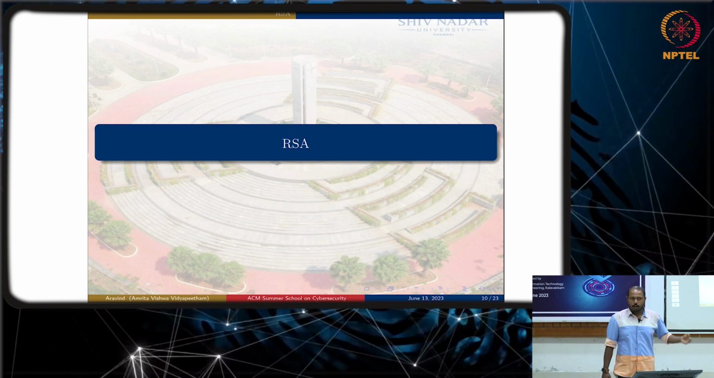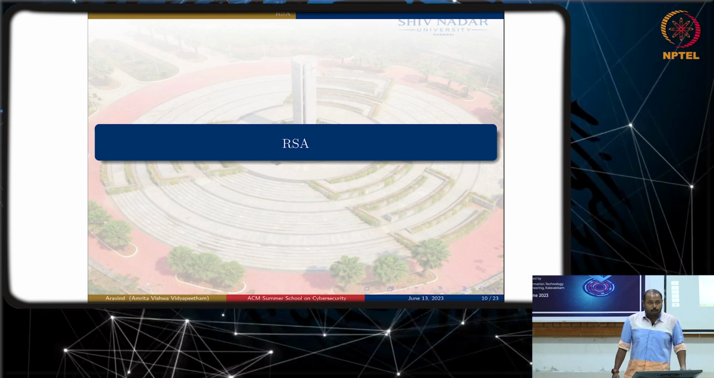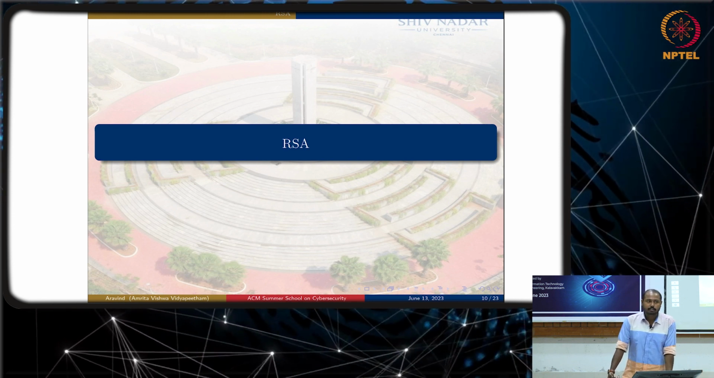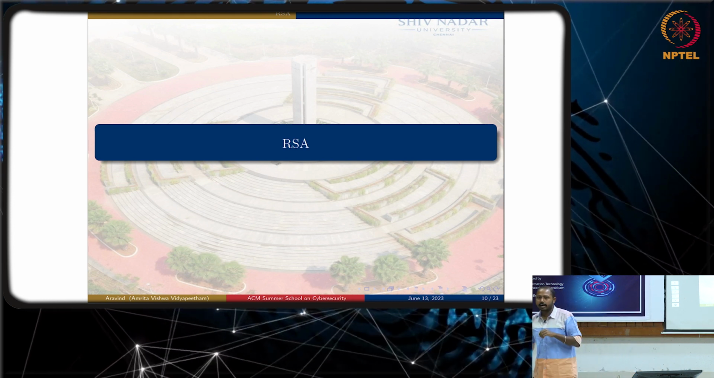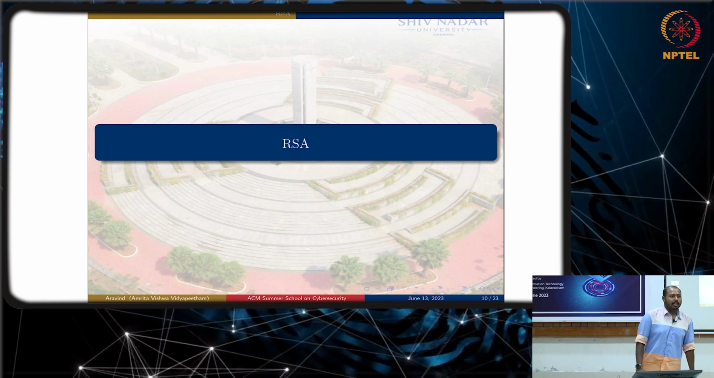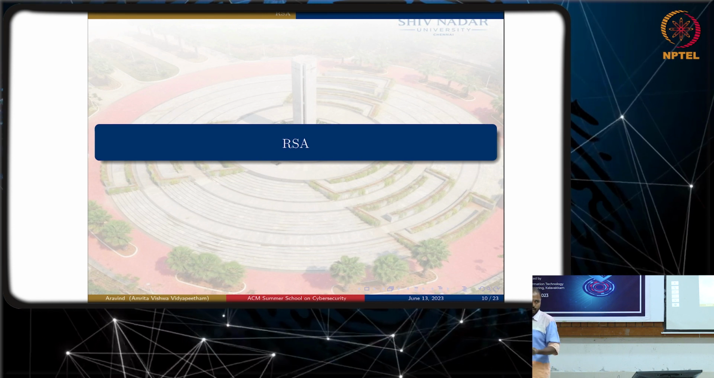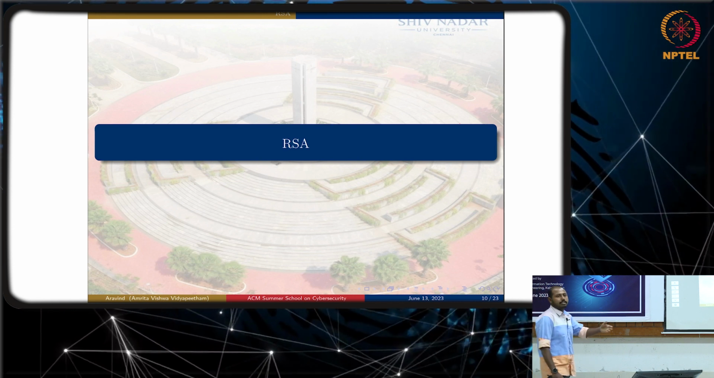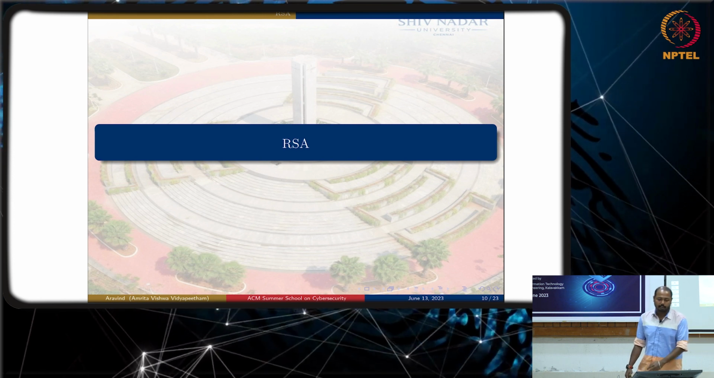So RSA, there might be very few people who have not heard of RSA. Anybody who has not heard of RSA? Anybody who has heard of RSA? Okay, what do you mean by RSA? Rivest, Shamir and Adleman, these are the names of the developers of the algorithm. I think two or three of them are still alive.